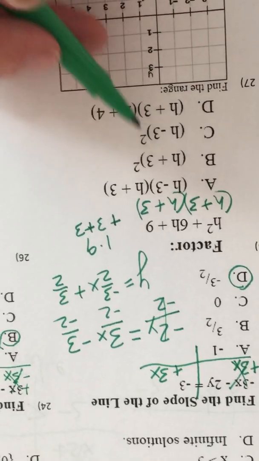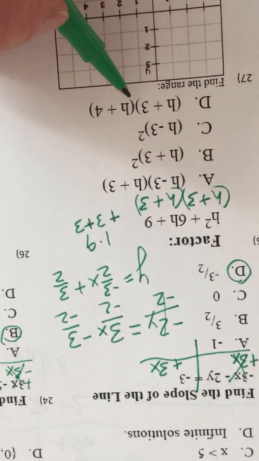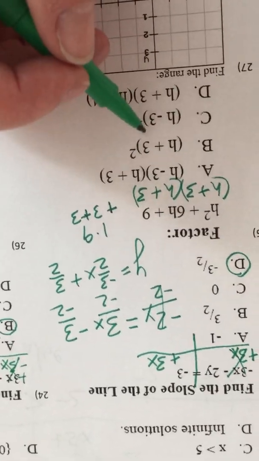Now, if you look down here, you don't see an answer that says h plus 3 times h plus 3. That's because they've rewritten them like this.